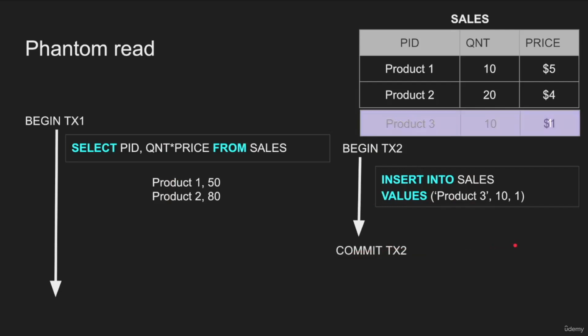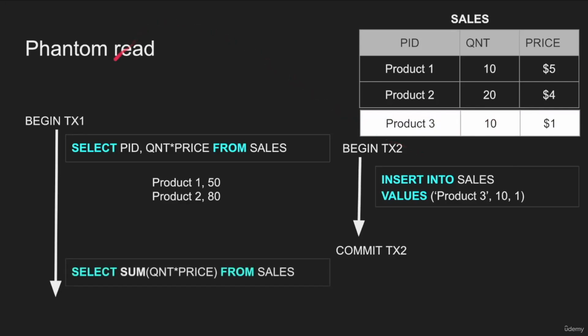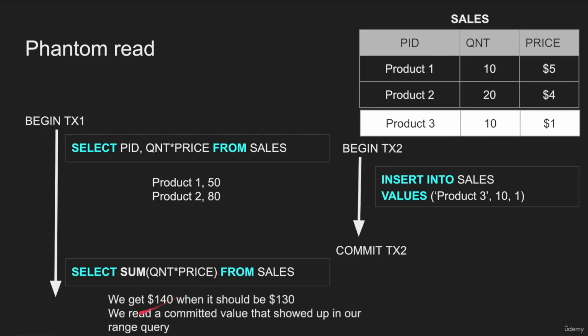But get this. It actually commits it. So now we have a quantity of $10 for product 3 at the price of 1. So an extra $10. So now what we do here in your original transaction is a sum of quantity from sales, which doesn't have a bound. It's an unbounded query. That means we're going to, unfortunately, sum all of them, including product 3. Yikes. So we get 140, which should be 130.